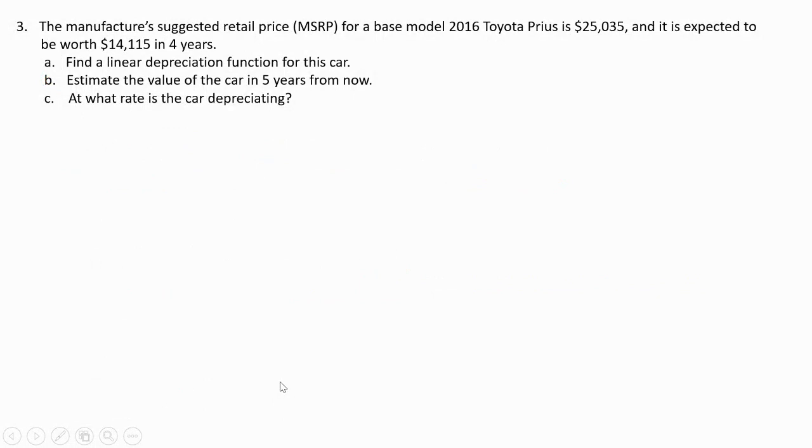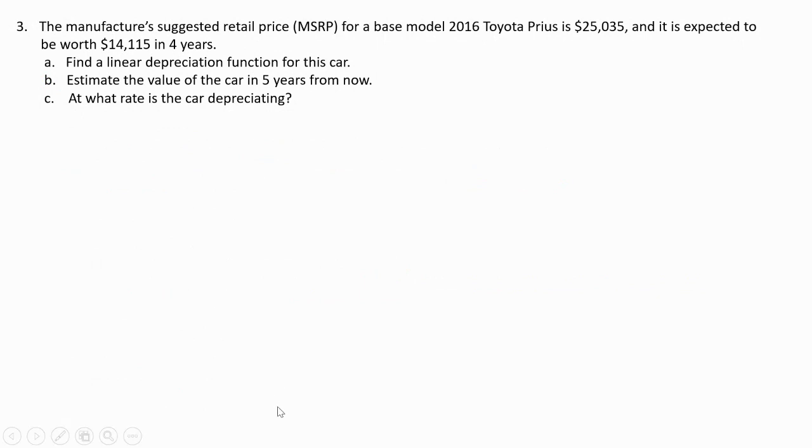Now let's do number 3. Number 3 says, the manufacturer's suggested retail price, which is called the MSRP, for a base model 2016 Toyota Prius is $25,035. And it is expected to be worth $14,115 in 4 years. So here they want us to find A, B, and C. A is find a linear depreciation function for this car. And B, estimate the value of the car in 5 years from now. And C, at what rate is the car depreciating?